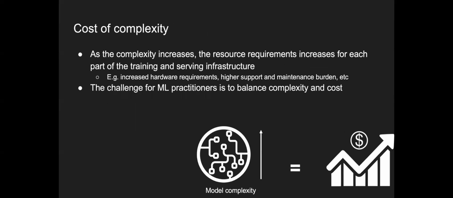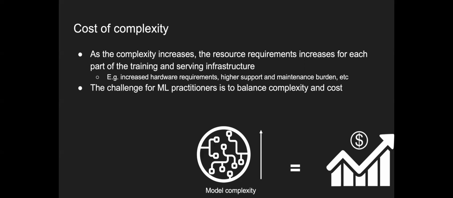As the complexity increases, the resource requirements increase for each part of the training and serving infrastructure, which means that there is also an increase in cost. This could be in the form of hardware requirements like GPU and CPU, a higher support and maintenance burden for software engineers, and many other things. So the challenge for machine learning practitioners is to balance this complexity and cost.